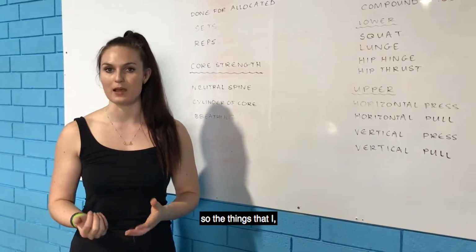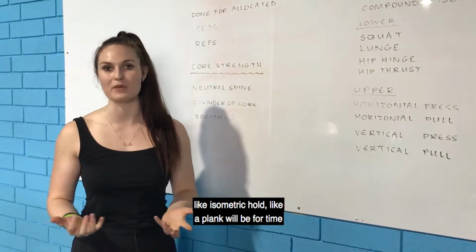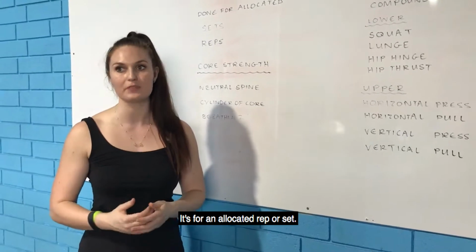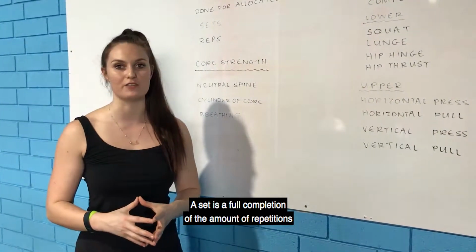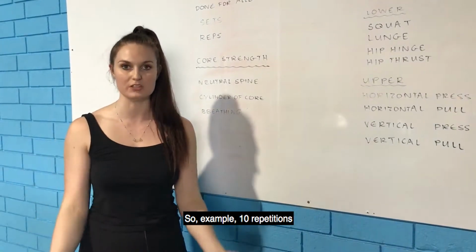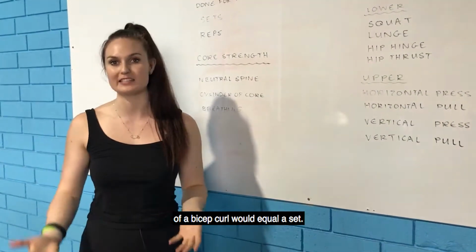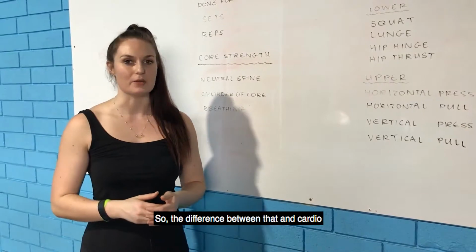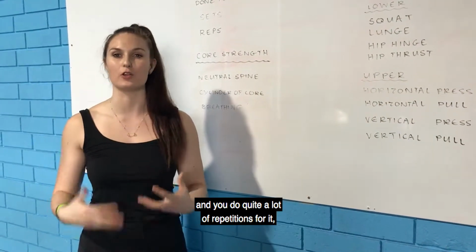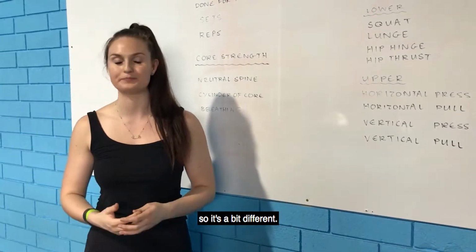Certain things that are like an isometric hold, like a plank, will be for time, but still a similar deal. It's for an allocated rep or set. A set is a full completion of the amount of repetitions that you are allocated to do. So example, 10 repetitions of bicep curl would equal a set. Cool. So the difference between that and cardio is cardio tends to just be done for time and you do quite a lot of repetitions for it, so it's a bit different.